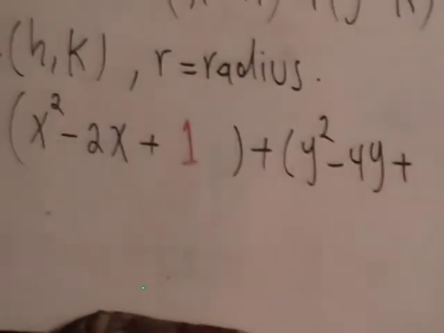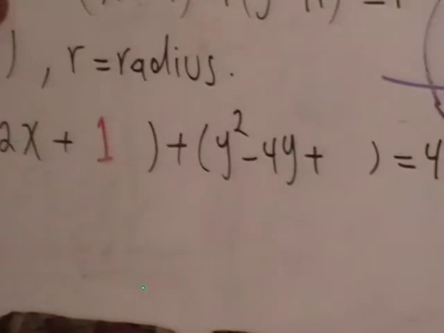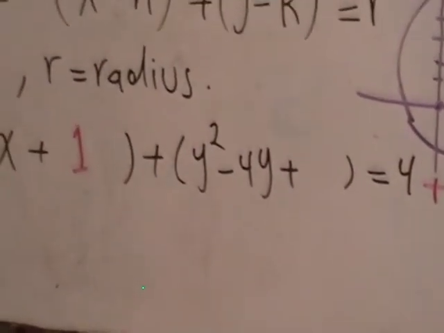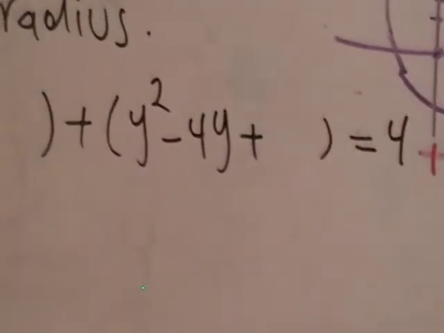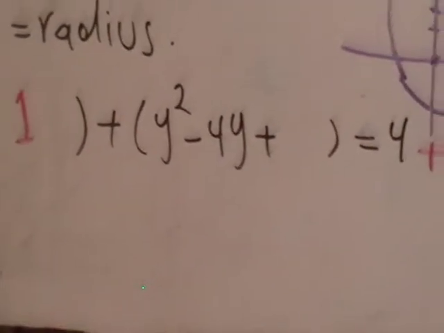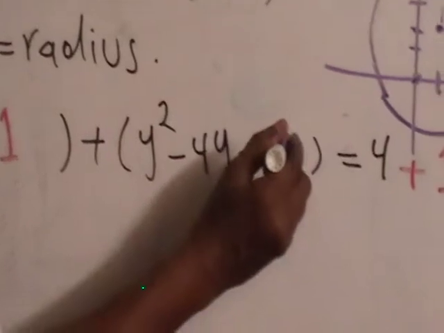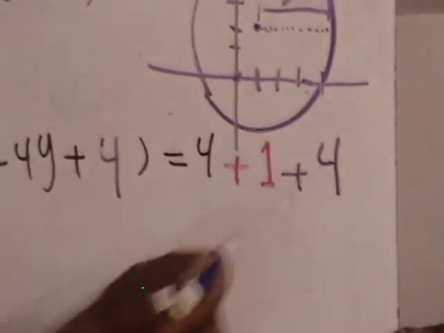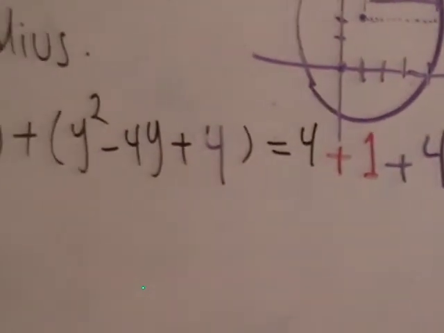Let me do the same thing with the y terms. So completing the square, the coefficient of the y term is a negative 4. Half of that is a negative 2. The square of that is a positive 4. So let me add that here and also add that on the other side. Very nice. Let's see what will happen now.